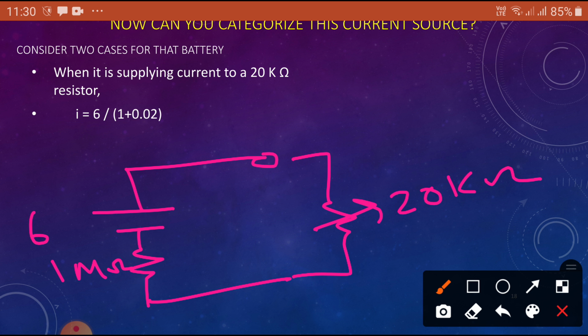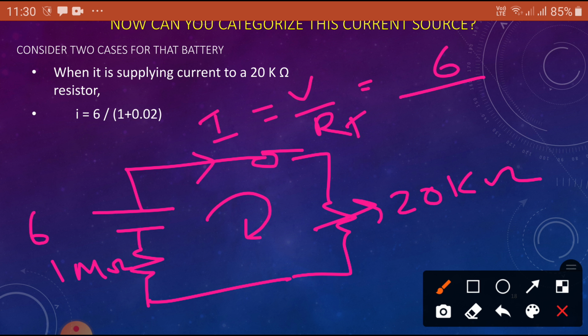Then as per Ohm's law, V is equal to IR. So I want the current. I is equal to V by R total, RT. So V is equal to 6 volts. What is the RT? Now this resistance and this resistance are connected in series. Then 1 mega ohm.